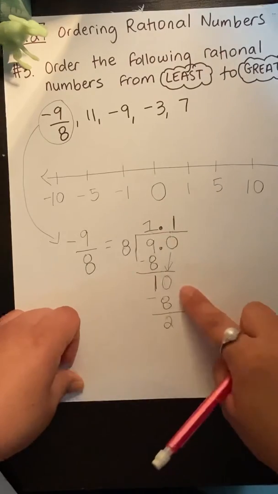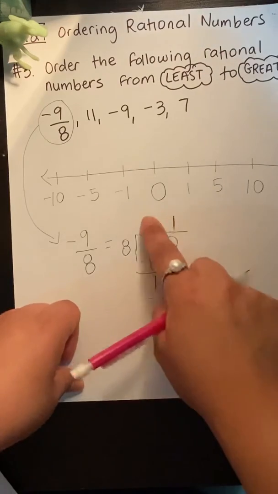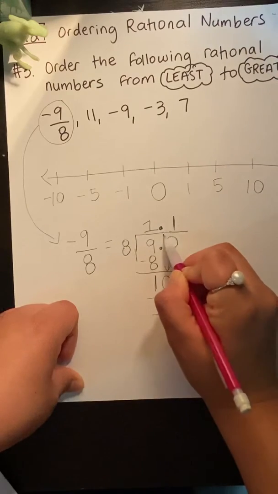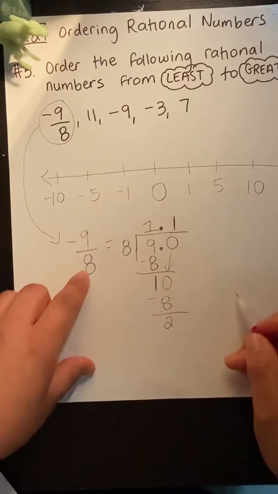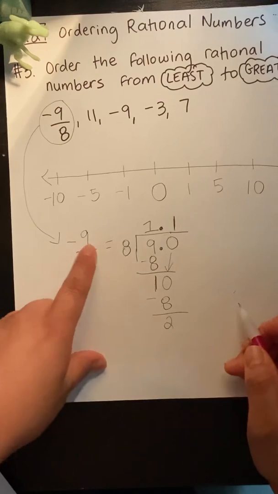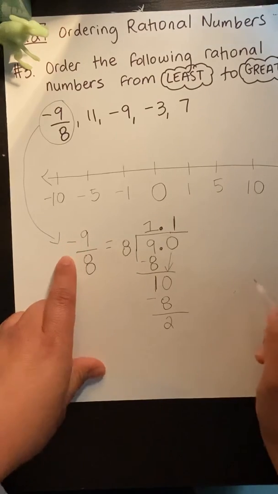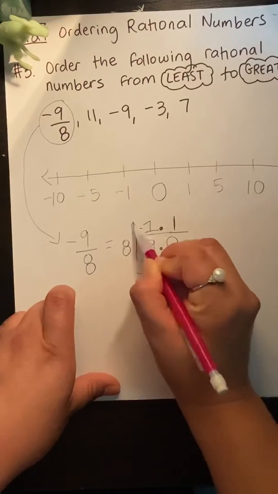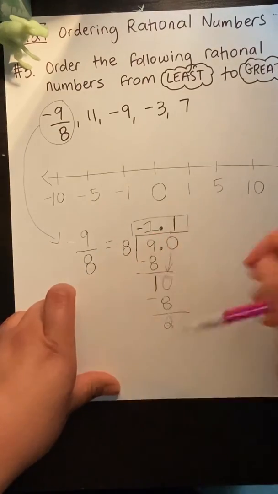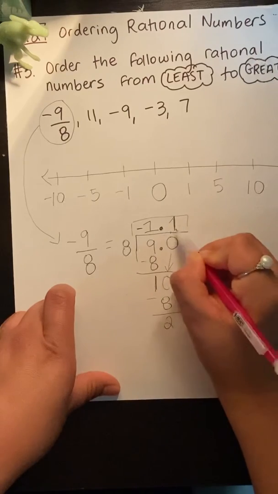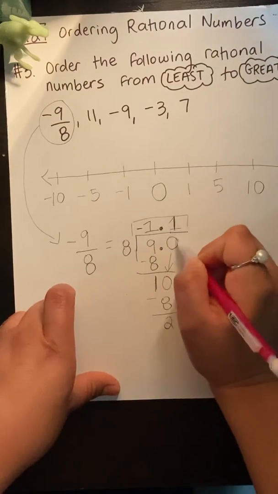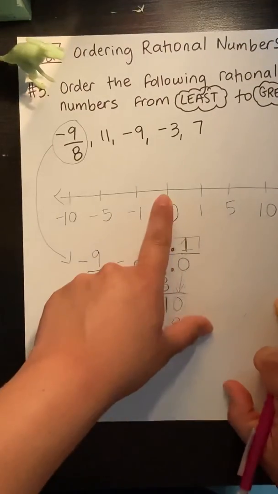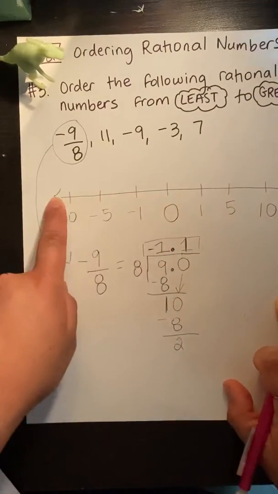I can stop here because all I want to know is approximately what decimal -9/8 is. Because this is a negative, I need to make sure that I write negative here as well. So it's approximately -1.1. So that's going to help me understand where I place my number on the number line.